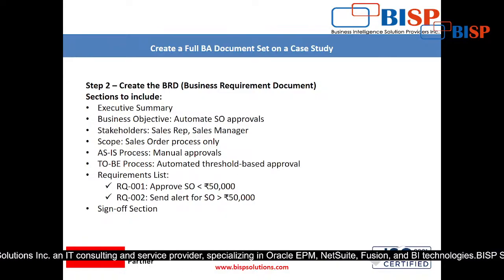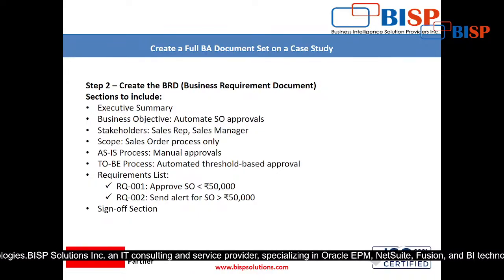Threshold-based approval means a limit you have set, 50,000. Now below 50,000, that is auto approval, and beyond 50,000, send alert for SO approval, which are greater than 50,000, right? And later on, the sign off section.